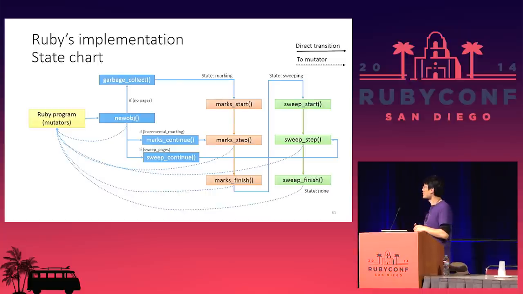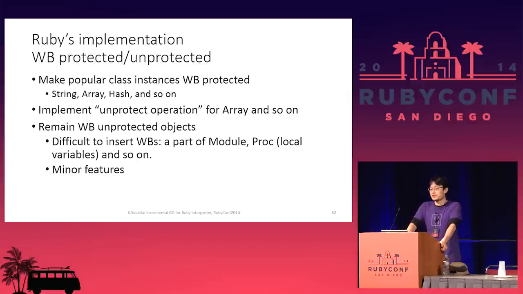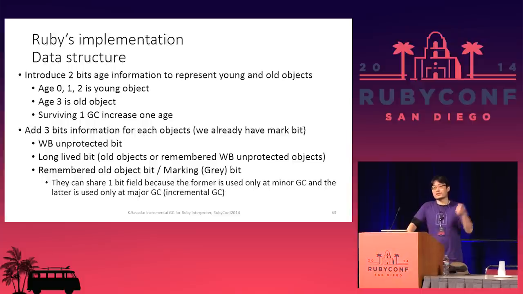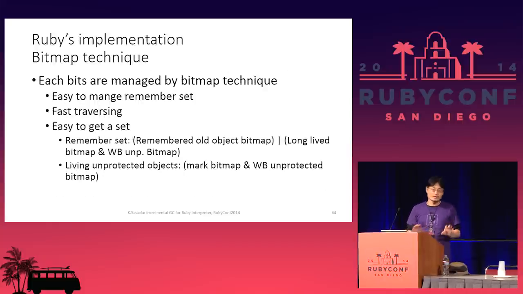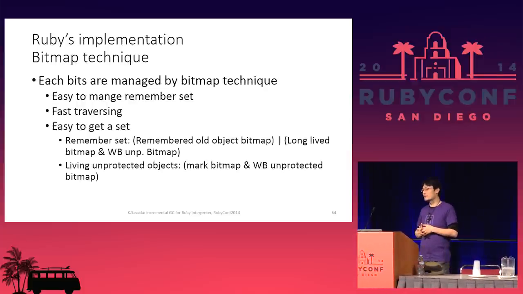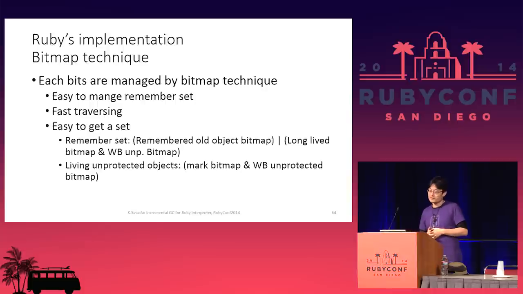There are some implementation details. I renamed the GC functions, and made write barrier protected and unprotected objects distinguishable with 1 bit, and introduced three 1-bit flags to represent these state changes. These bits are managed by bitmap techniques. Bitmap techniques make it easy to manage the remember set, allow fast traversing, and make it easy to get the set of, for example, marked write barrier unprotected objects. It means the black write barrier unprotected objects. We need to scan them at the end of the incremental GC, but it is easy to do with bitmap marking.